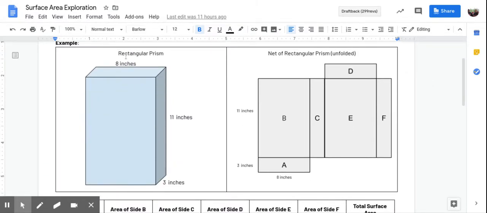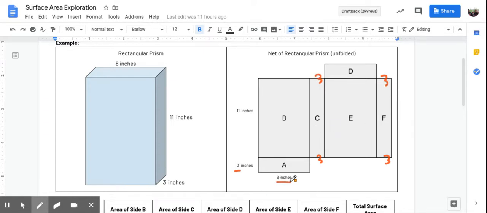I'm going to focus on my screen here. I have an example of a rectangular prism. It is 8 inches by 11 inches by 3 inches. Here is the net of this rectangular prism if it was unfolded, kind of like how I unfolded the Cliff Bar box. It has each of my different sides. This 3 inches is the distance of all of my really short sides, so I would add that to each part.